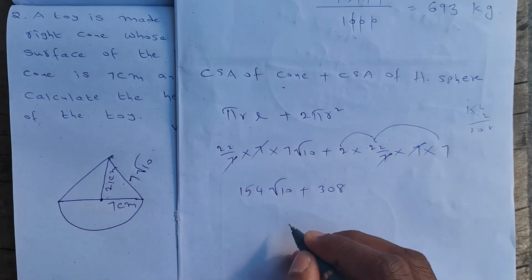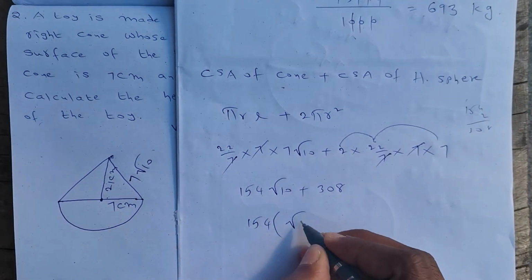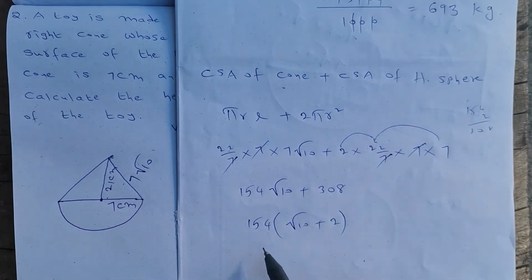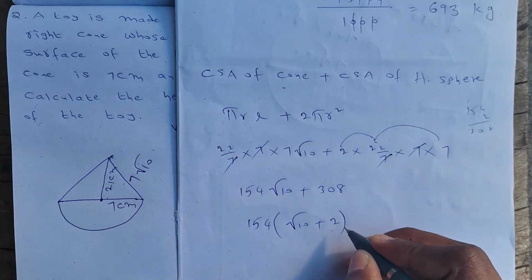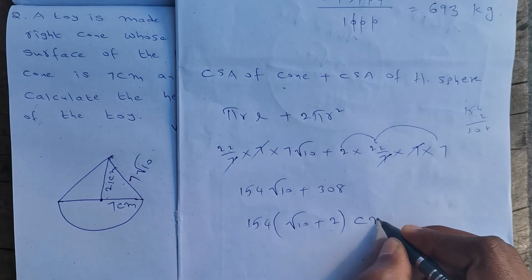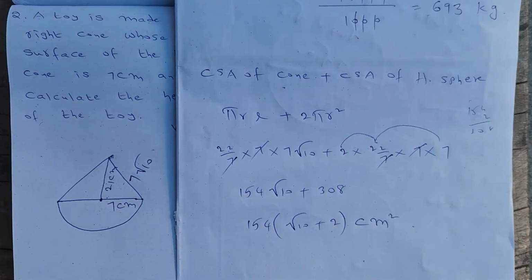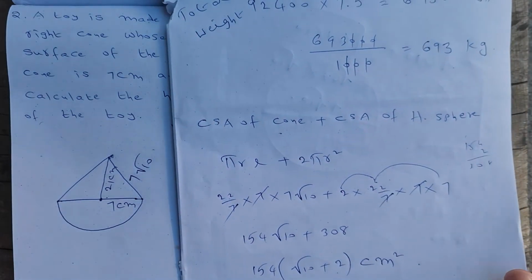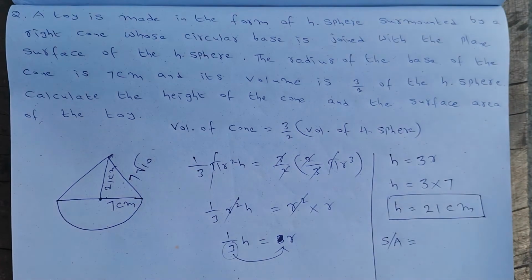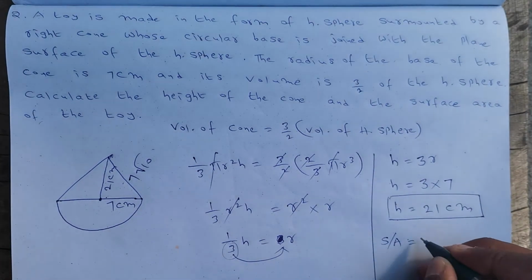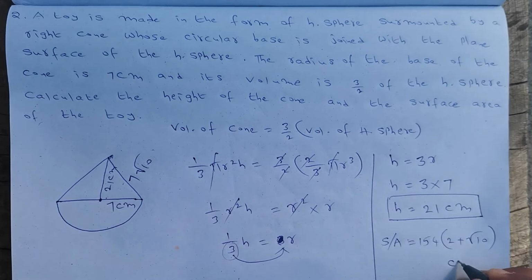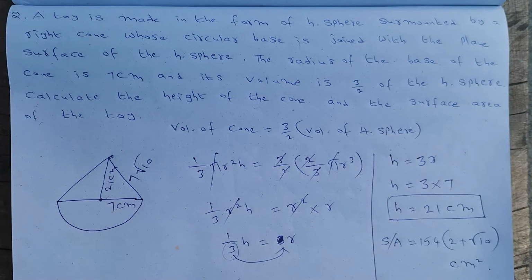If I take 154 common, here root 10 as it is, plus in 154 table where we will get 308, 2s are. So the final answer is 154 into 2 plus root 10, and all the measurements are in centimeters, so that's why we are finding area, so this will become centimeter square. So the area of the toy is 154 into 2 plus root 10 centimeter squares. Okay, let's move to next question.